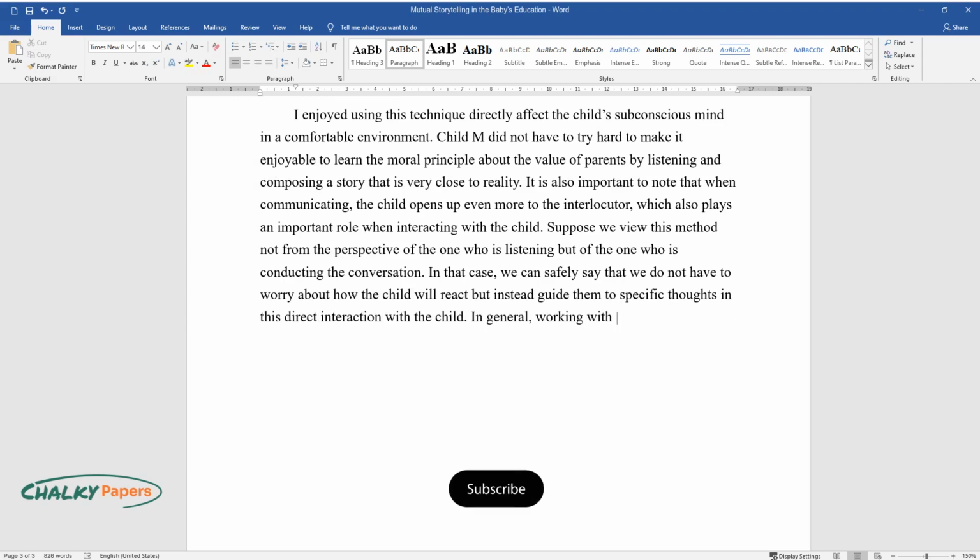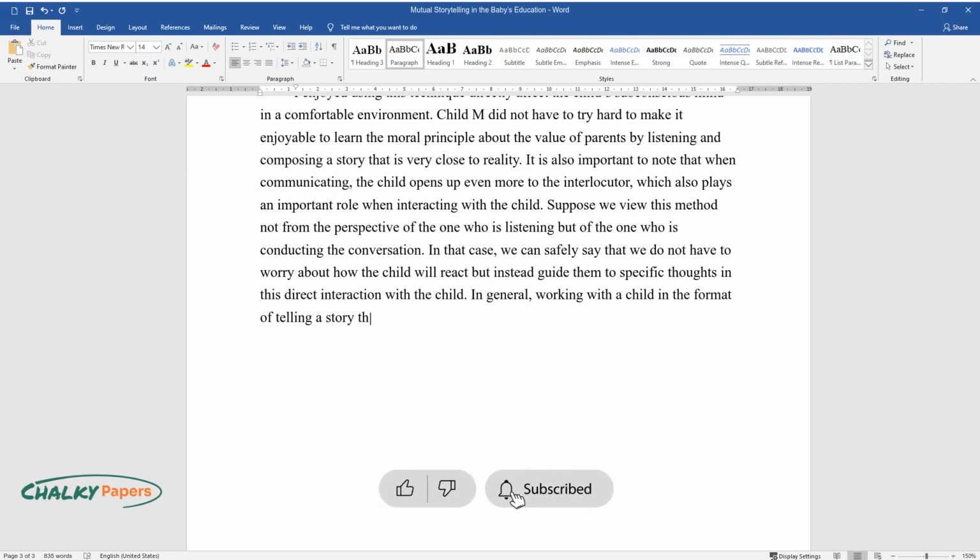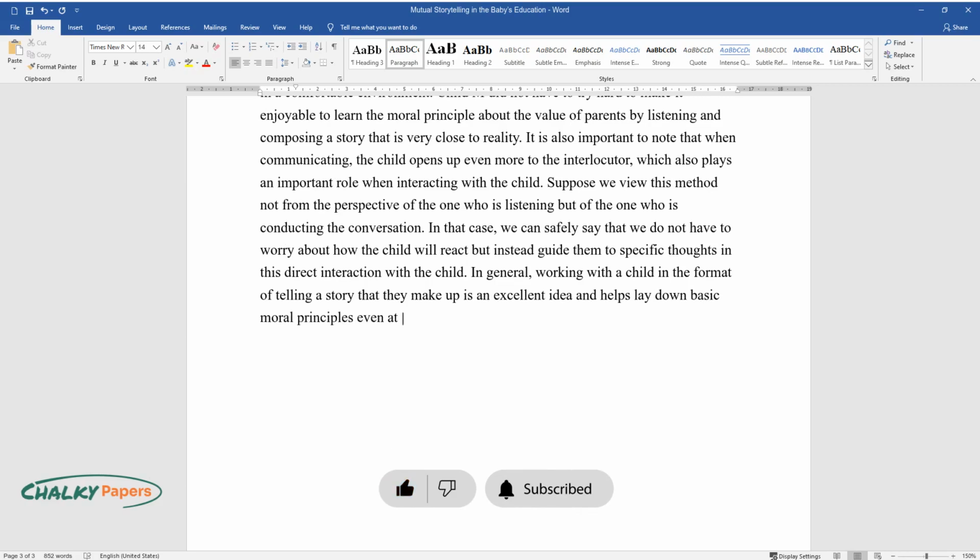In general, working with a child in the format of telling a story that they make up is an excellent idea and helps lay down basic moral principles even at a very early age.